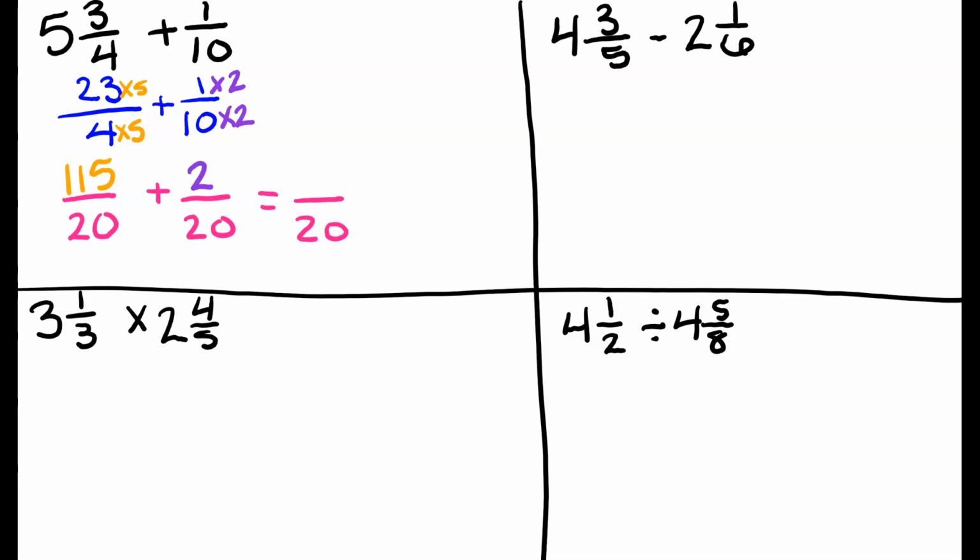And I can now add straight across, keeping my denominators the same, 20. 115 plus 2 gets me an answer of 117. And I need to find out 117 over 20, which is an improper fraction because it's a fraction greater than 1. And I need to make this now into a mixed number for my final answer.